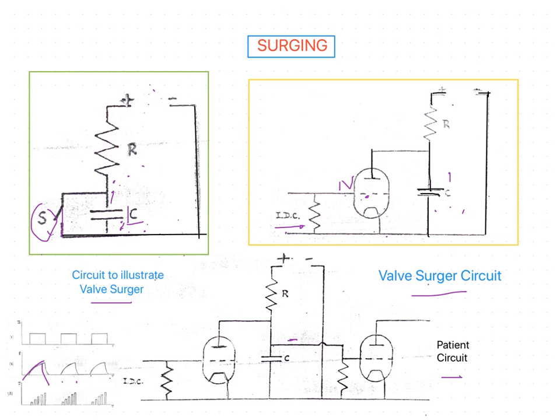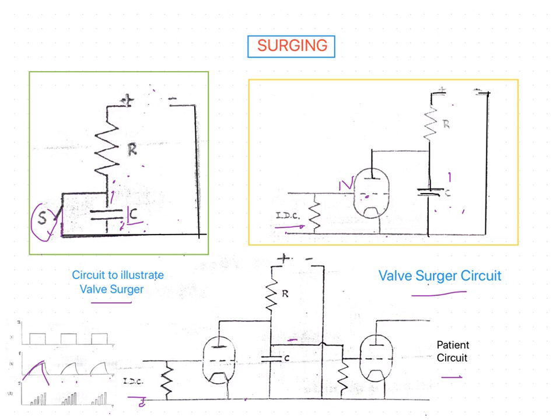The duration of each surge is the same as the duration of flow of the interrupted direct current supplied to the first valve. The intervals between the surges equal the intervals of the interrupted direct current. Thus, if the interrupted direct current is supplied from a multi-vibrator circuit, the duration and the frequency of the surges are controlled by the resistance in this circuit. So, this is about the valve surger circuit.